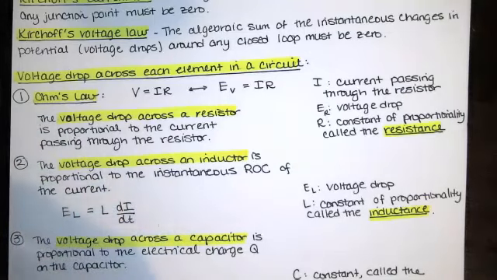For RL circuits, those are circuits that have a resistor and an inductor in them, and for RC circuits, like the one in our problem, those are circuits that have a resistor and a capacitor.